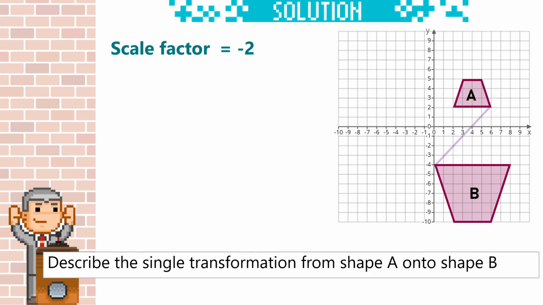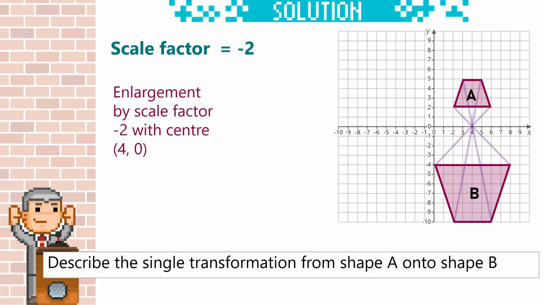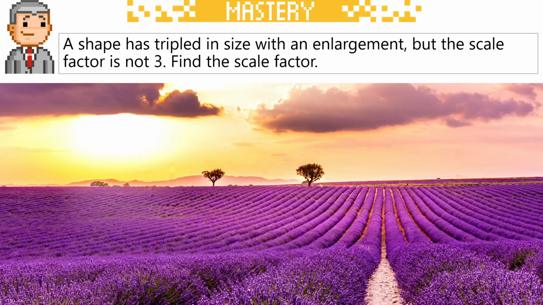And similarly, the left-hand one on the long side on A will match up with the right-hand one on the long one on B. Now looking at the shorter ones, the top right one on A will match up with the bottom left one on B because it's the shorter side, and similarly the left one on A will match up with the right one on B. And you can see they all overlap at the coordinate 4, 0. So to finish off our answer, we'll say an enlargement by scale factor -2 with the centre of enlargement at 4, 0.